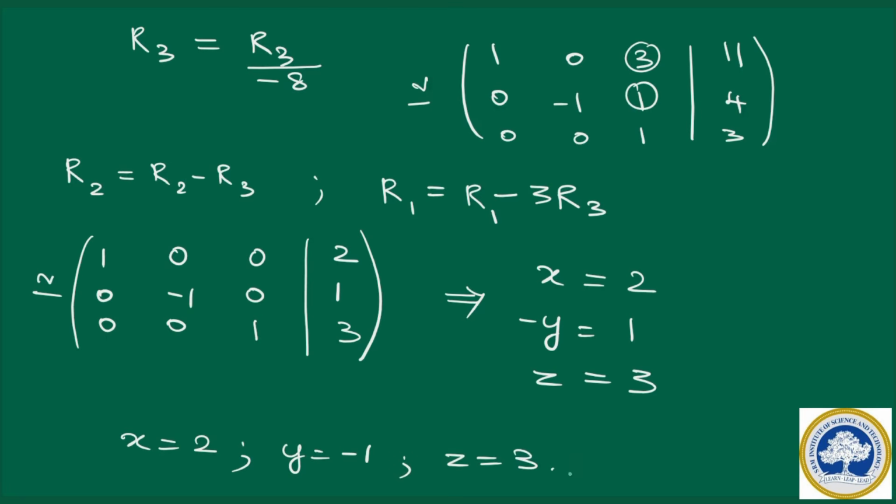The main difference between the Gauss elimination method and the Gauss Jordan method is that in the Jordan method we convert it into a diagonal matrix, whereas in the Gauss elimination method we convert it into an upper triangular matrix and then use the back substitution method. Okay, so likewise we can identify the values for the given system of equations.